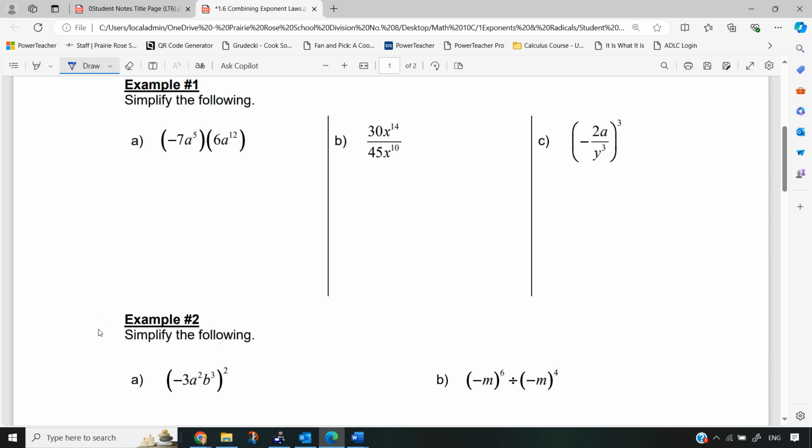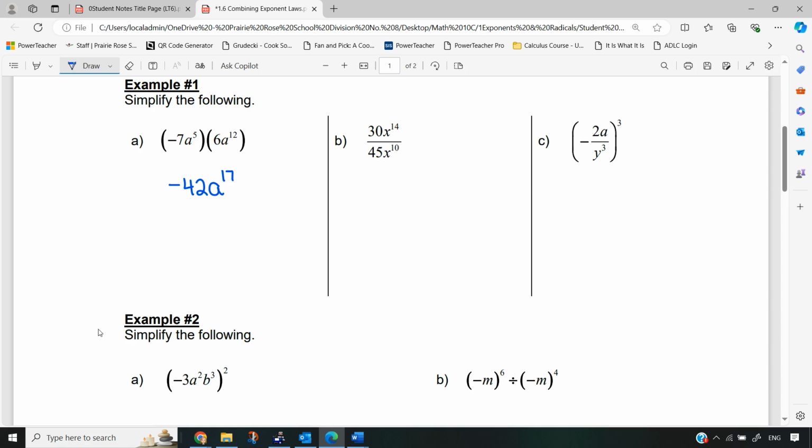Here I have negative 7a to the fifth times 6a to the 12. What we're going to do is multiply our coefficients, and then combine our powers. So negative 7 times 6 is negative 42. And a to the fifth times a to the 12, these are powers with the same base, so I can add my exponents. 5 plus 12 is 17.